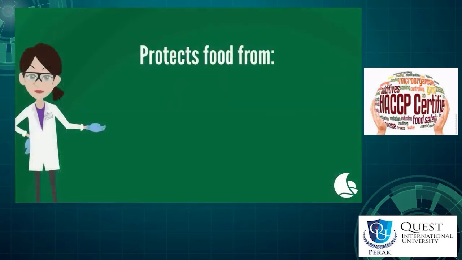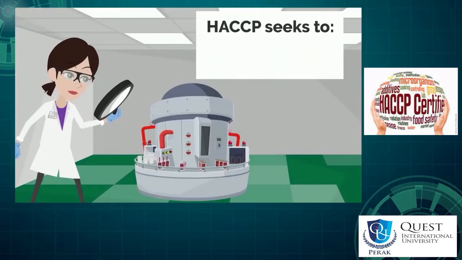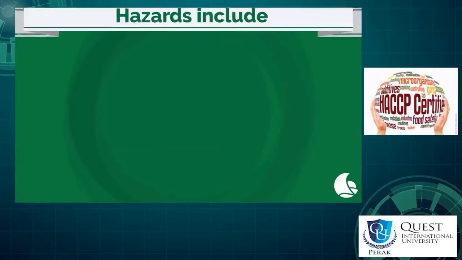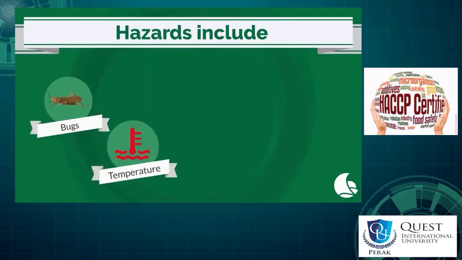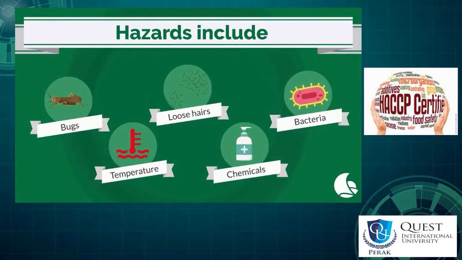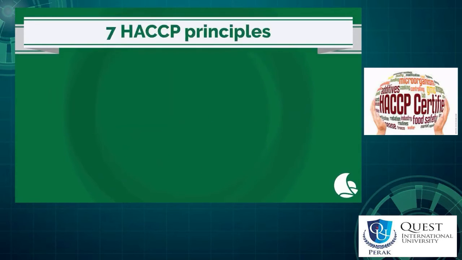HACCP guidelines protect food from biological, chemical, and physical hazards as well as radioactivity. HACCP seeks to identify and then prevent hazards in food. Hazards may include foreign bodies such as nails, chemicals, or allergens making their way into the food. Storing foods in undesirable temperatures may also trigger hazardous pathogen growth. HACCP is enforced using 12 steps and 7 principles.